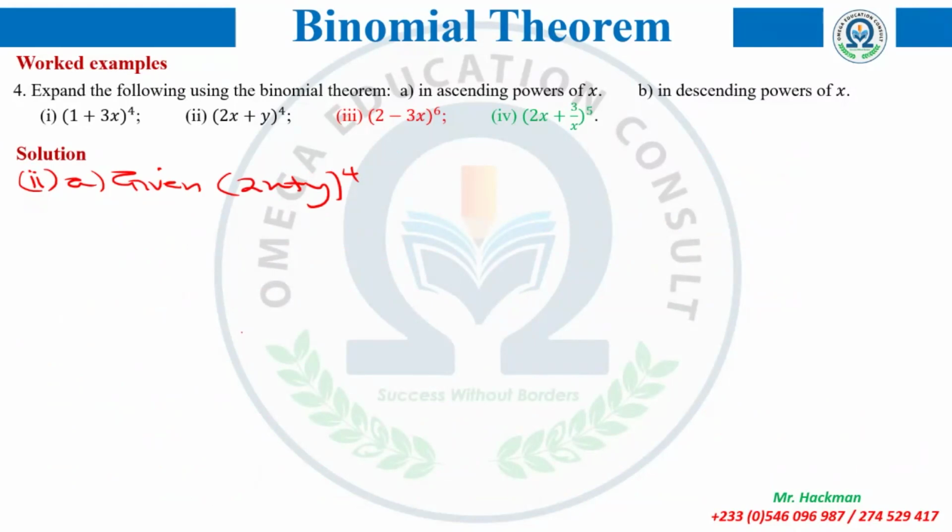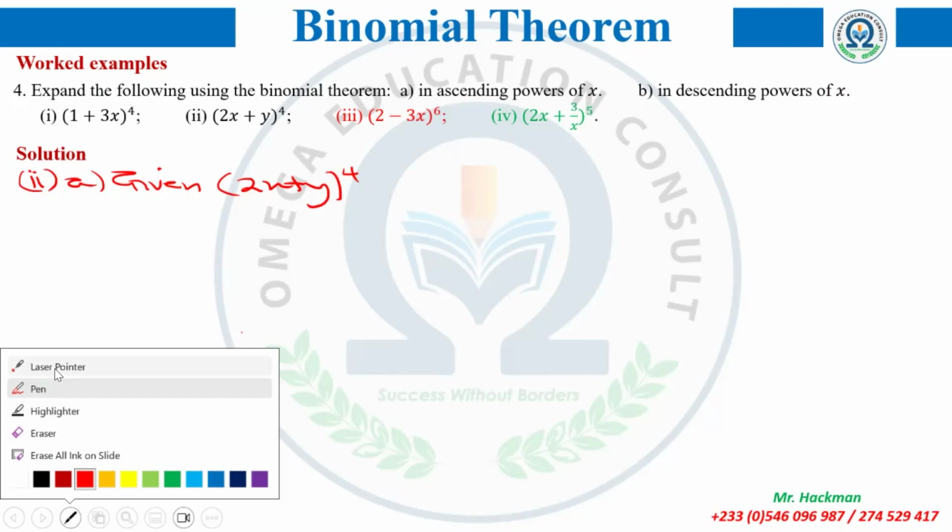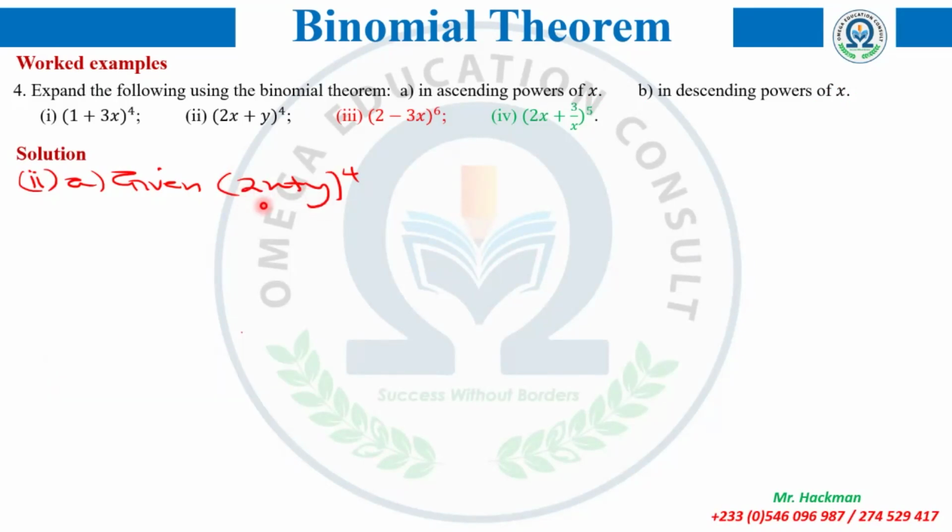Okay, in this particular one, because we are interested in the variable, we look at its powers, ascending or descending. The variable here is x, so we are looking at x. You have to concentrate on the term containing your variable. In this case, the term containing the variable is the first term, is that not it?